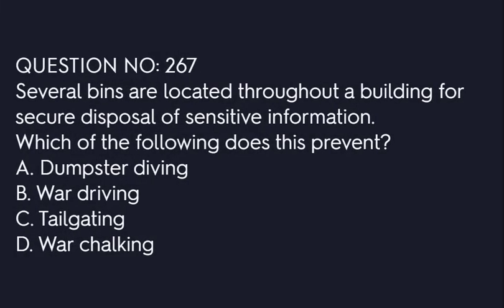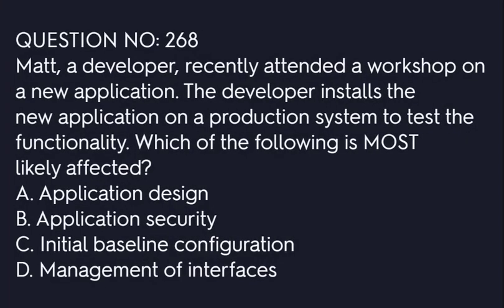Question no. 267. Several bins are located throughout a building for secure disposal of sensitive information. Which of the following does this prevent? A. Dumpster diving. B. War driving. C. Tailgating. D. War chalking. A.